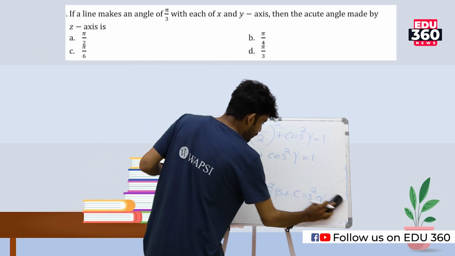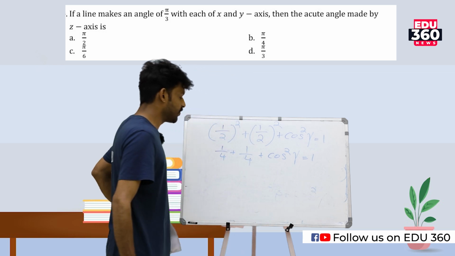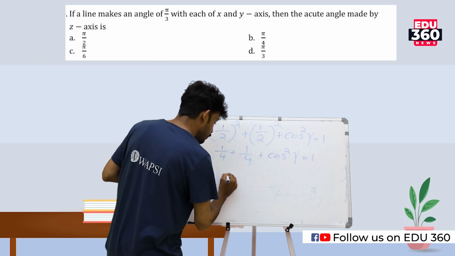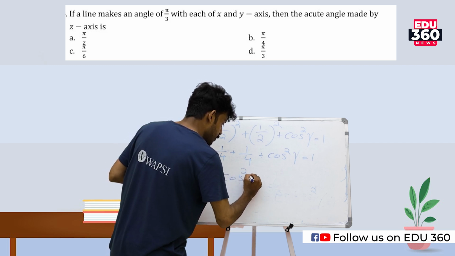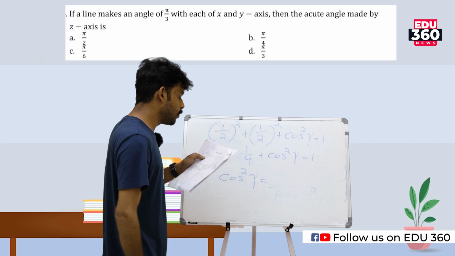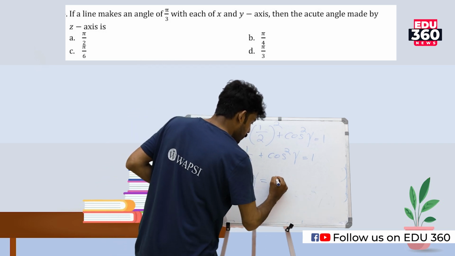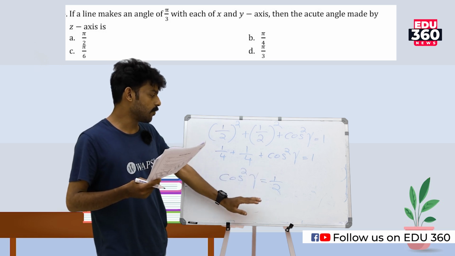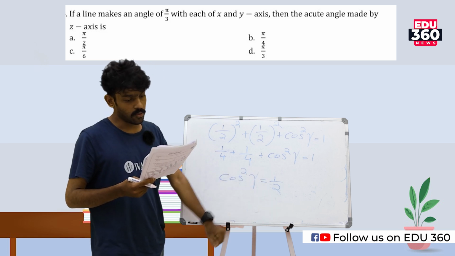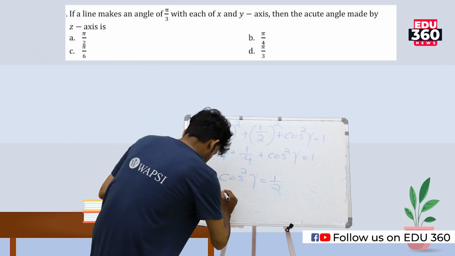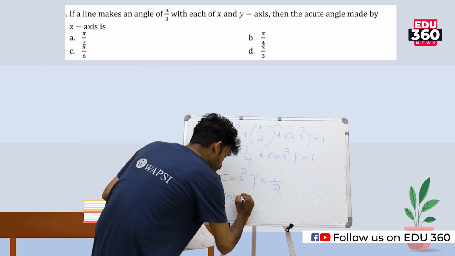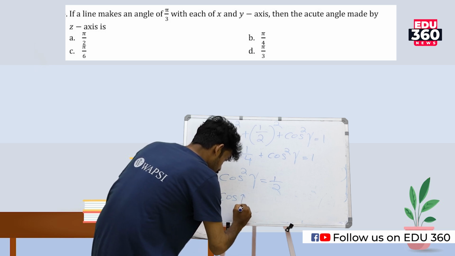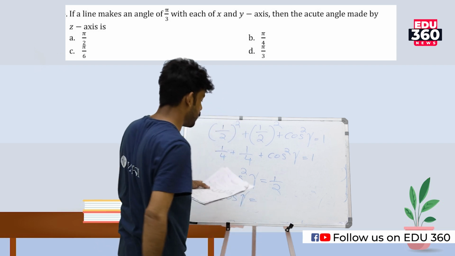In the next step, we can substitute here, which implies cos square gamma is equal to 1 by 2. So from this we can write cos square gamma is equal to 1 by 2. So 1 by 2 means cos gamma. What is cos gamma? Cos gamma is equal to, this is gamma.